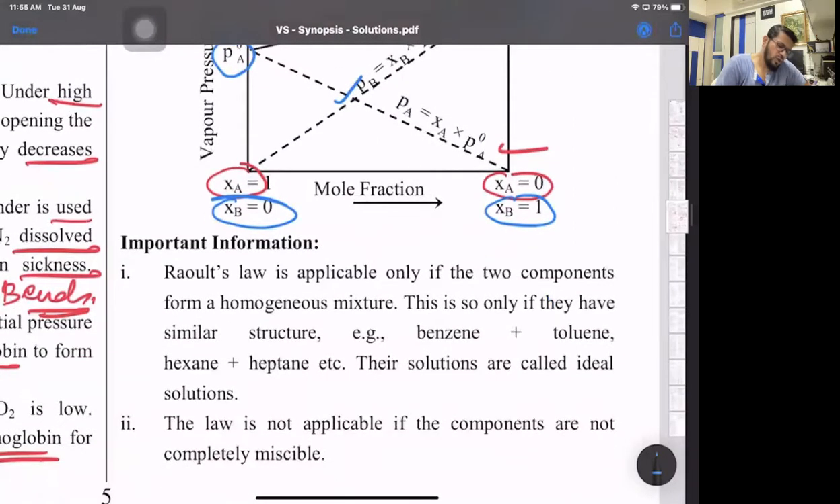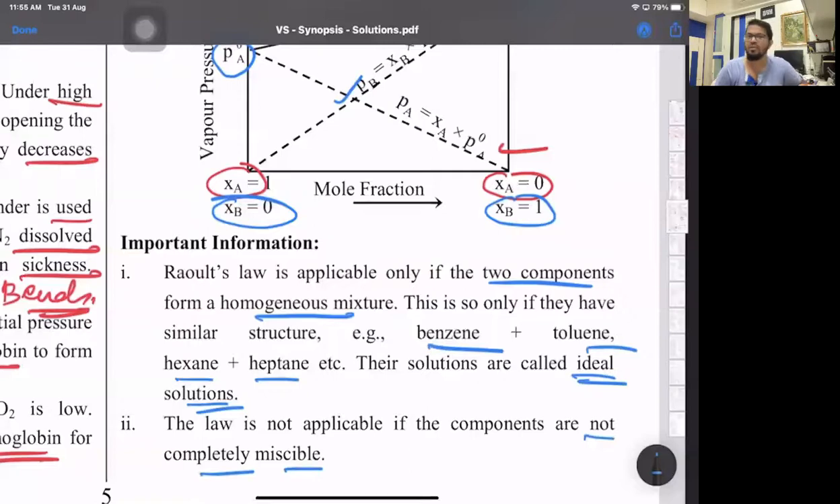Raoult's law is applicable only if the two components form a homogeneous mixture. Next, it says this is so only if they have similar structures, like ideal solutions. For example, benzene and toluene, hexane and heptane. These are called ideal solutions. The law is not applicable if they are not completely miscible.